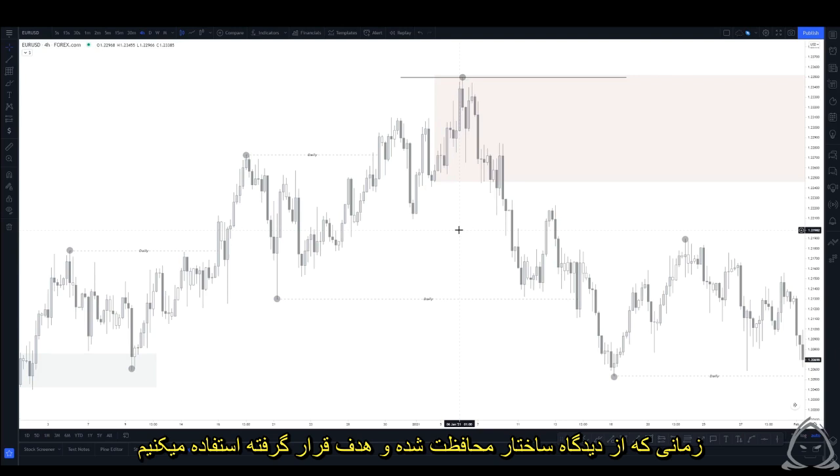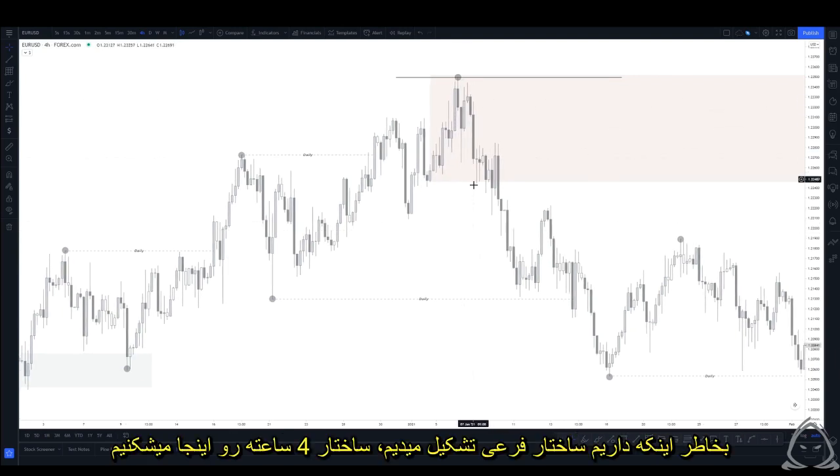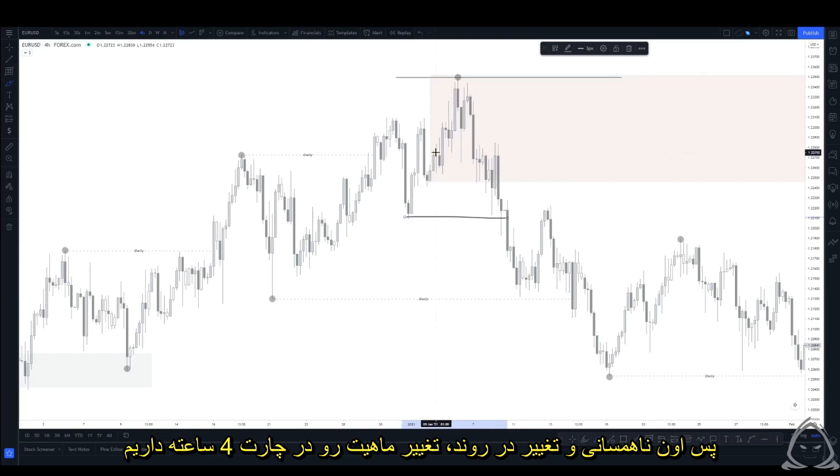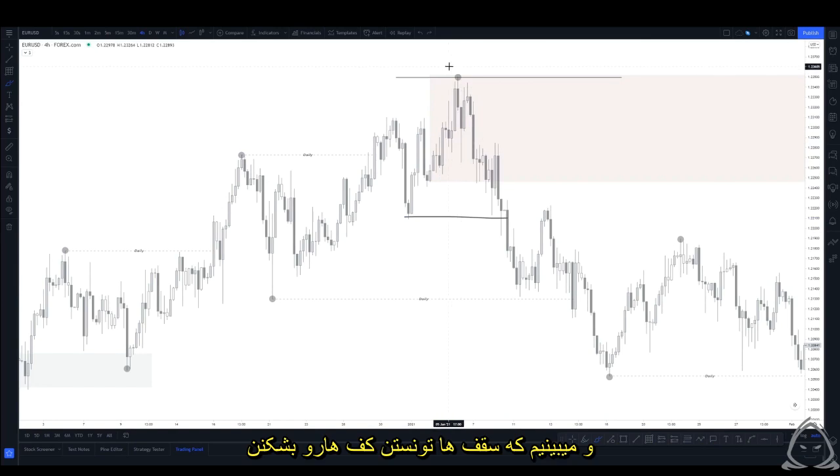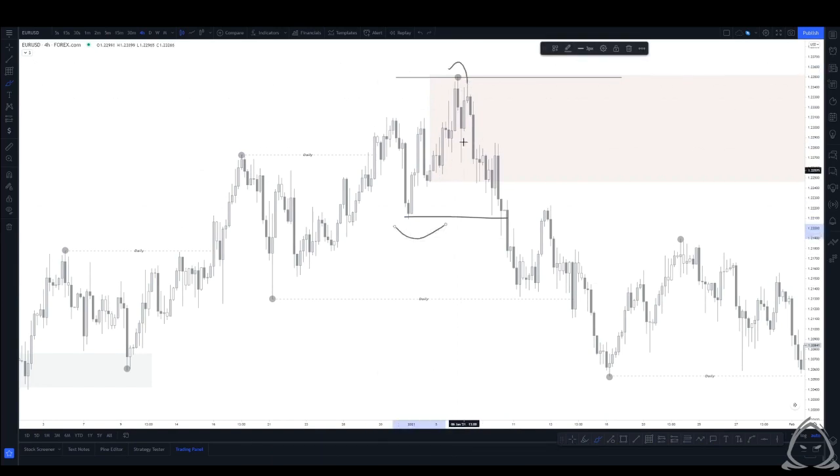We're using the concept of protected and targeted structure. Because we're creating substructure, we start to break 4-hour structure here. So we have that variance and that change in trend, that change of character on the 4-hour chart. And we're seeing that highs are successful in taking out lows, and that lows are failing to take out highs.